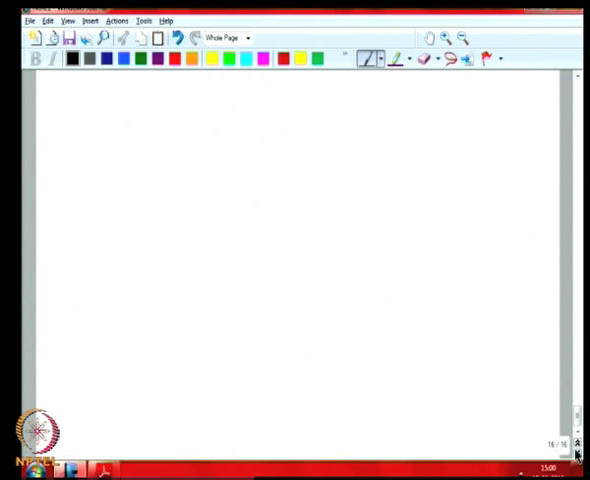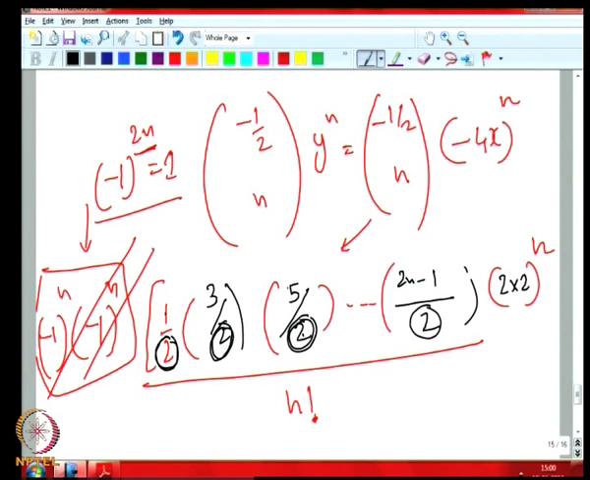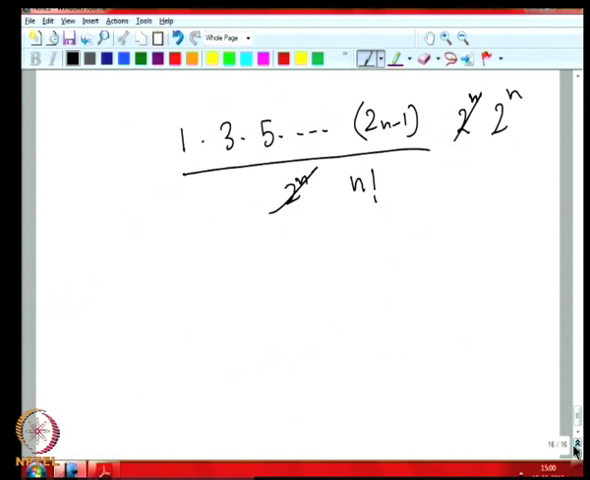So, in the end what I get is 1 into 3 into 5 into up to 2n minus 1 above. The 2 to the power n which was here got cancelled off with one of the 2 to the power n's, and we still have a 2 to the power n below, and there is an n factorial below, right. This is what is happening, 1, 3, 5. Because every time we were adding an even number, the next even number is being added, right. Therefore, we get the sequence of odd numbers 1, 3, 5 up to 2n minus 1 in the numerator, and the 2 to the power n here gets cancelled with one of the 2 to the power n's, a 2 to the power n remains, and we still have n factorial below.